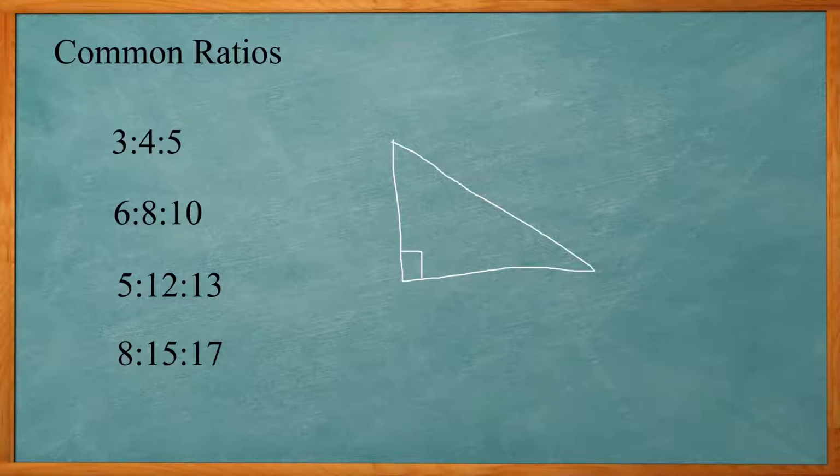So if I see a 13 here and a 12 here, it has to be 5 for this missing side. So remember, the common ratios 3, 4, 5; 6, 8, 10; 5, 12, 13; 8, 15, 17. You should commit those to memory.